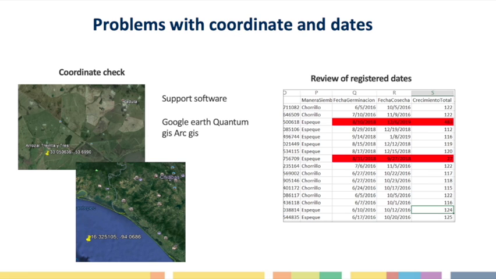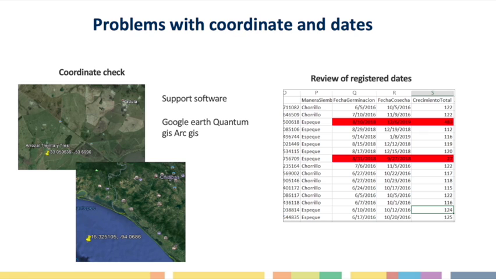When there's a problem with the coordinate registry, this is what usually happens. The pin falls in another location, another country, or even in the sea. So this way we can identify different problems where you can identify the format and do the corresponding arrangement in order to properly identify the coordinates.